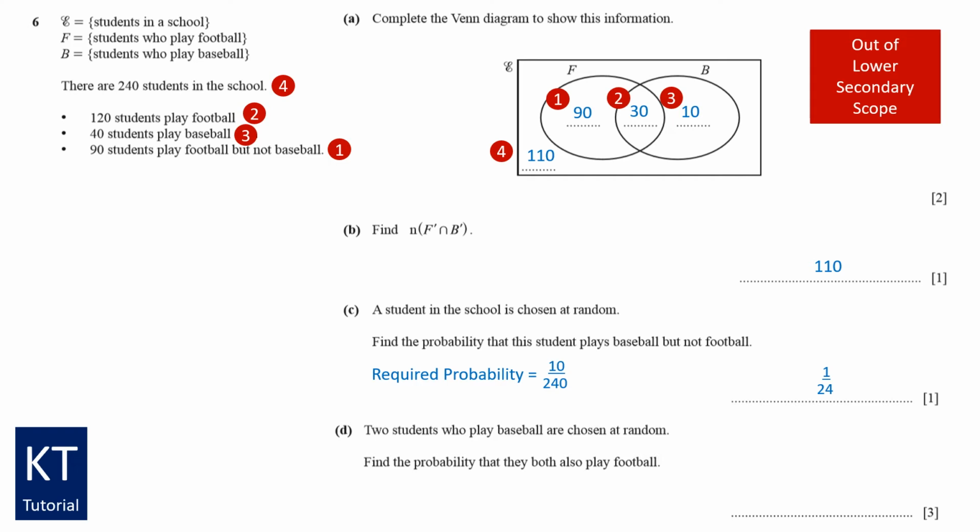Next question. 2 students who play baseball are chosen at random. Find the probability that they both also play football. The probability of a student that's already playing baseball that also plays football is 30 over 40. When choosing 2 students in succession of this manner, this probability is 30 over 40 times 29 over 39.